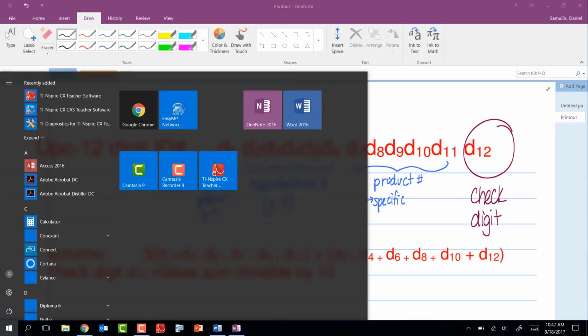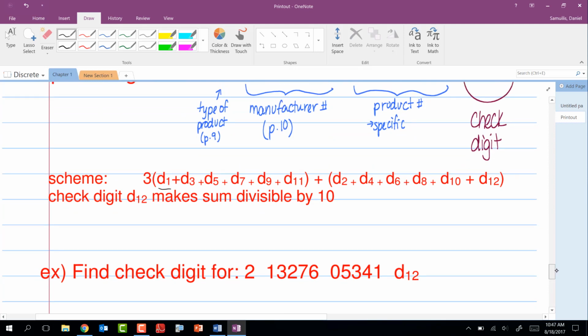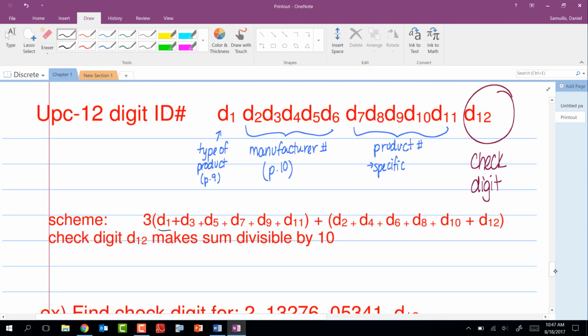And then here's what you have to have memorized: the scheme. Again, just because. Gotta do something. It's really not hard.